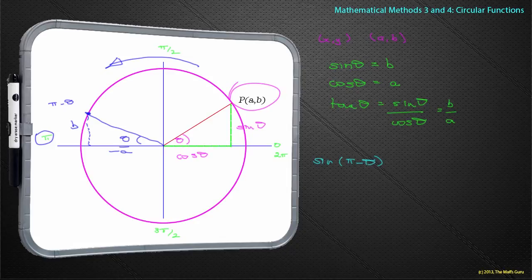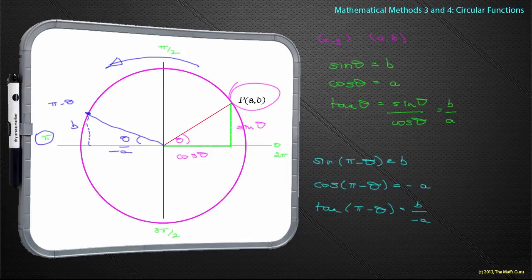Well, remember, the sine is the vertical height. So the sine of pi minus theta is equal to b. And the cosine of pi minus theta is equal to negative a. And the tan of pi minus theta is equal to b over negative a. Why? Because tan is sine over cos.